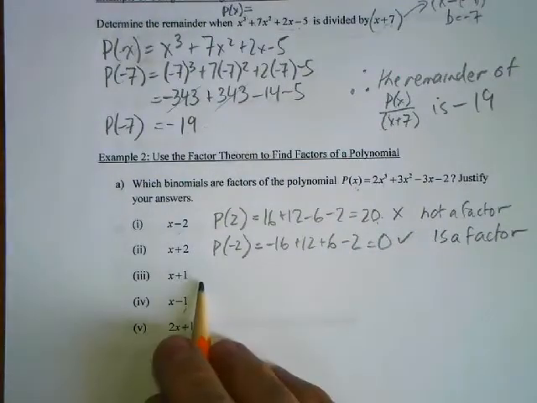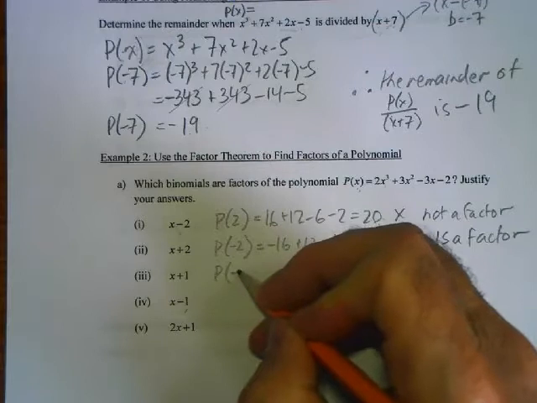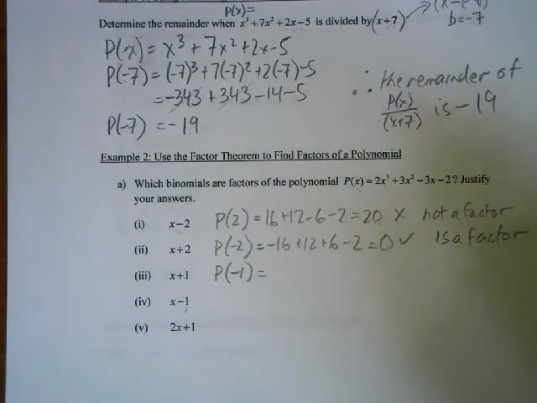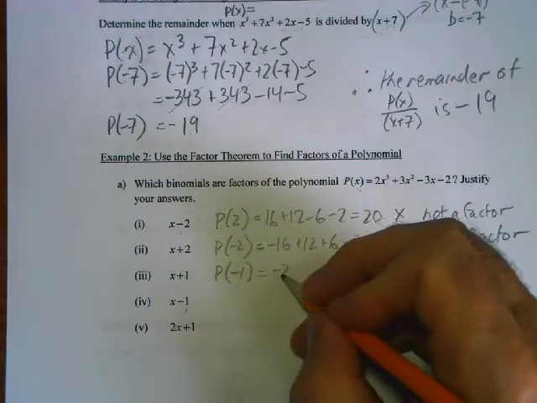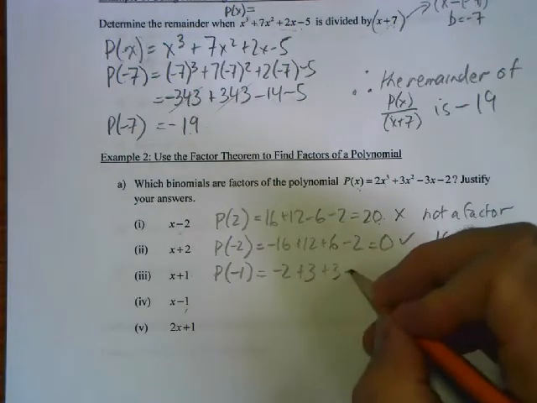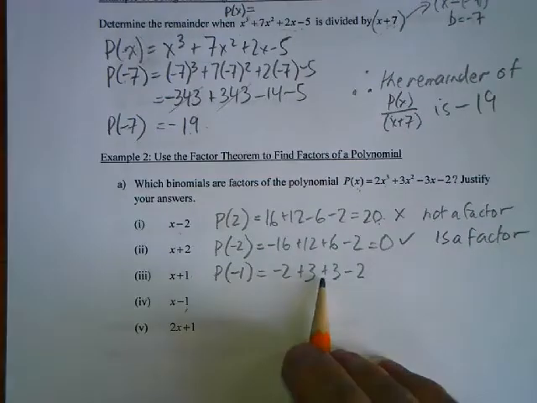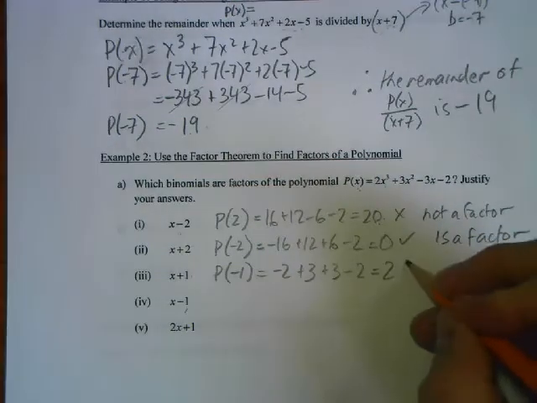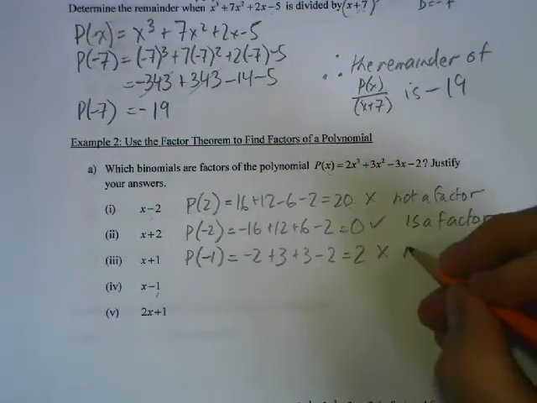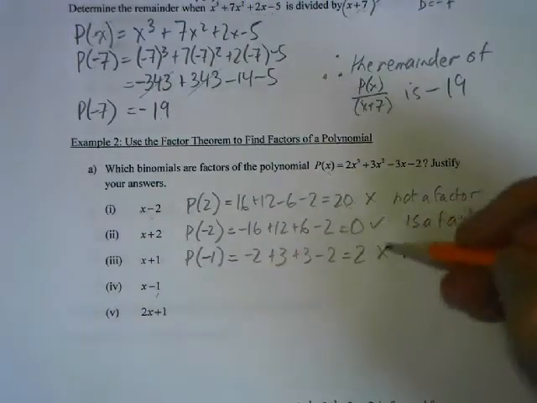Okay, and if we want to check for x plus 1 being a factor, we plug negative 1 into p of x, so p of negative 1. This time we're going to get negative 2 plus 3 plus 3 minus 2, and that's equal to, we got a 6 minus 4, that's equal to 2. So the fact that that's not 0 tells us x plus 1 is not a factor. Okay, so we got 1 out of 3 so far.